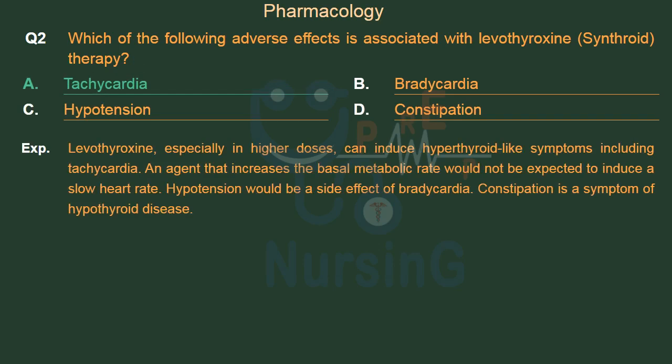Levothyroxine, especially in higher doses, can induce hyperthyroid-like symptoms including tachycardia. An agent that increases the basal metabolic rate would not be expected to induce a slow heart rate. Hypotension would be a side effect of bradycardia. Constipation is a symptom of hypothyroid disease.